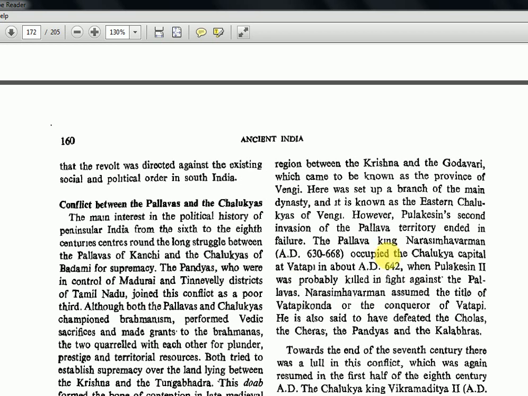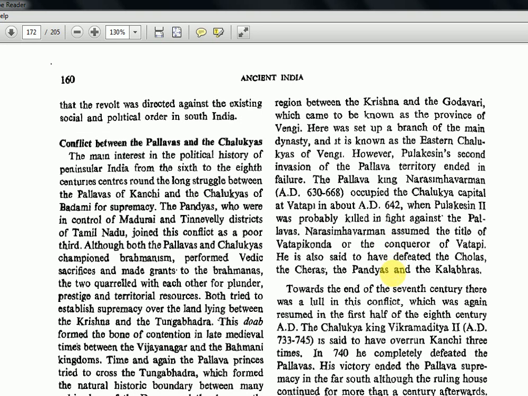The Pallava ruler on the opposite side was Narasimhavarman. The other rulers are Mahendravarman and others. In the NCERT series you have already seen the chronology and who is king after king. So like that, Pulakeshin first had success, then later he failed.